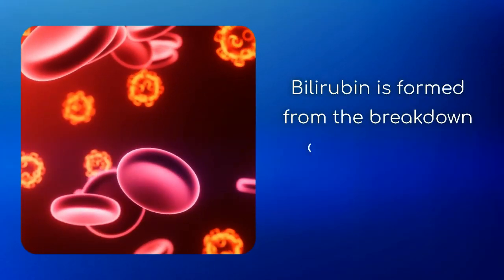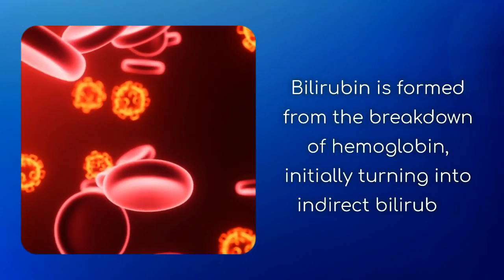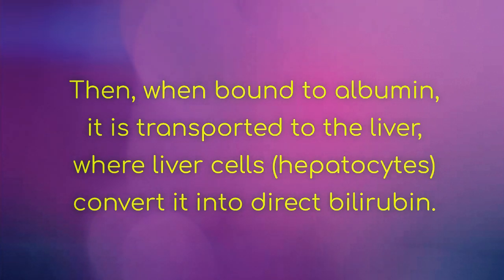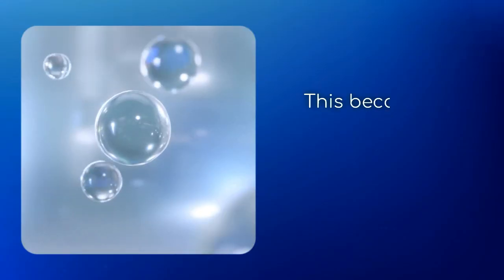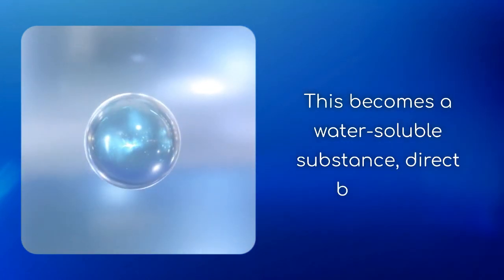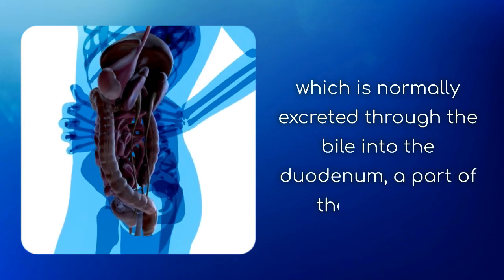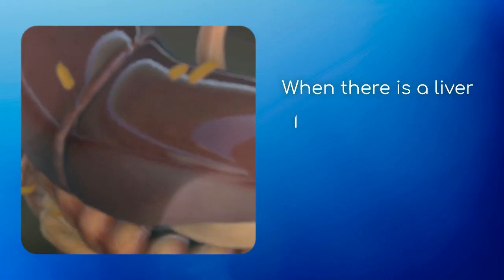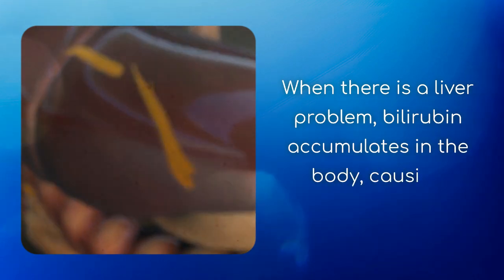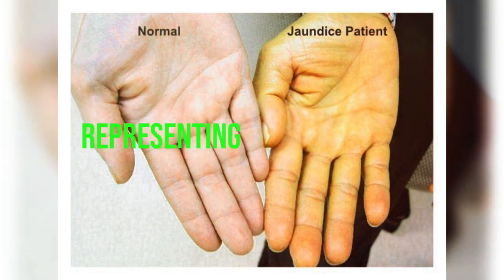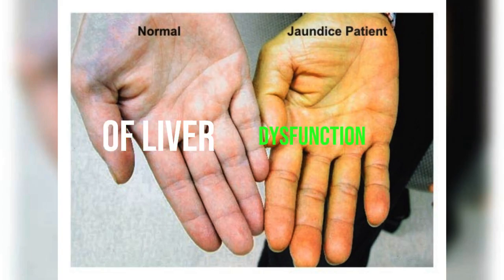Bilirubin is formed from the breakdown of hemoglobin, initially turning into indirect bilirubin. Then, when bound to albumin, it is transported to the liver, where liver cells, hepatocytes, convert it into direct bilirubin. This becomes a water-soluble substance, direct bilirubin, which is normally excreted through the bile into the duodenum, a part of the intestine. When there is a liver problem, bilirubin accumulates in the body, causing jaundice. Therefore, jaundice is essentially the buildup of bilirubin in the skin, representing a clear sign of liver dysfunction.